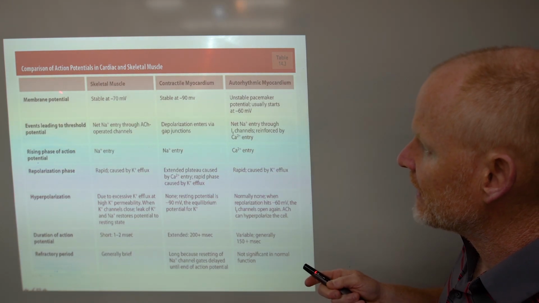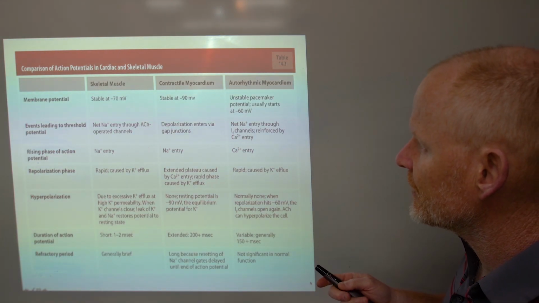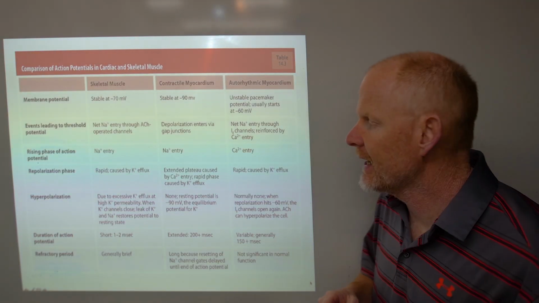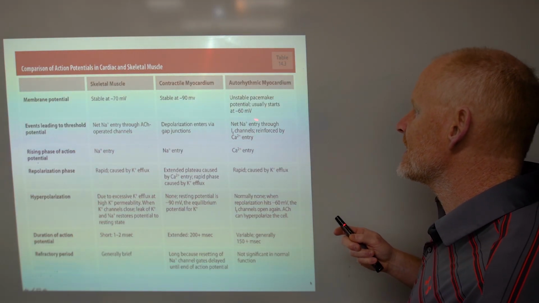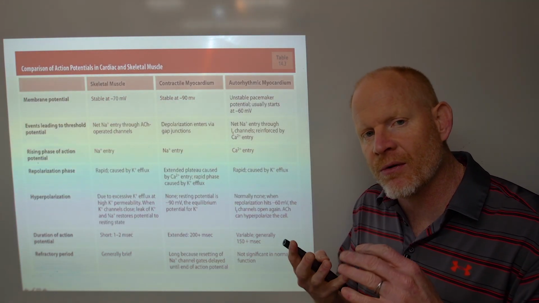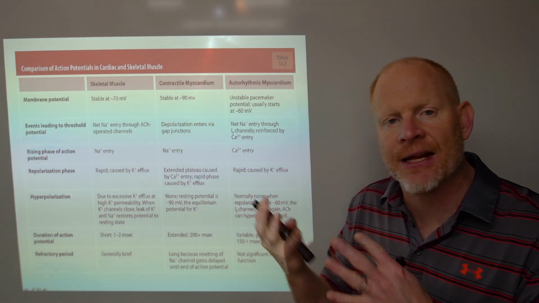What I want you to look at is membrane potential here. So this is resting membrane potential. Notice skeletal muscle is -70. Contractile cells are the most negative, -90. And then your autorhythmic cells, they really don't have resting membrane potential, right? They're very unstable, but they do reach rest at -60, but they creep immediately, right?